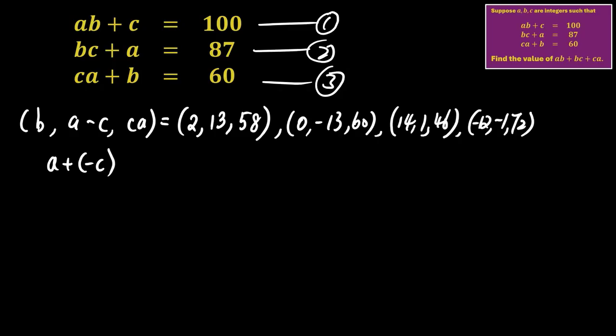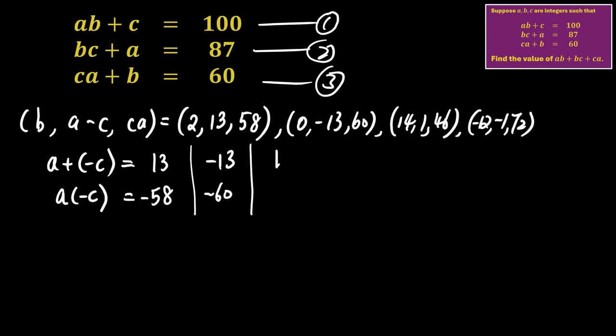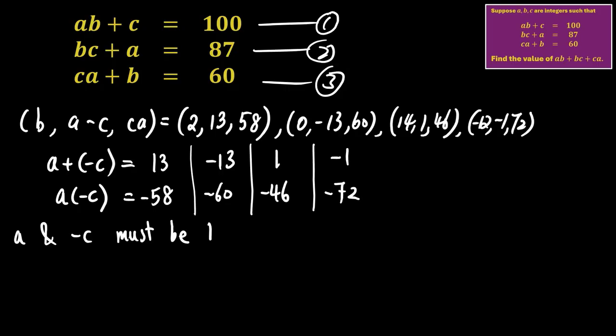The sum of a and negative c, and the product of a times negative c. For the first case, it is 13 and negative 58. For the second one, it is negative 13 and negative 60; then 1 and negative 46; and negative 1 and negative 72. Since we have the sum and the product of a and negative c, we know that a and negative c must be the roots of the quadratic equation u squared minus 13u minus 58 equals 0, which corresponds to sum equals 13 and product equals negative 58.